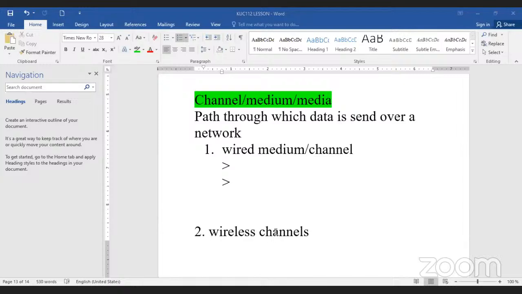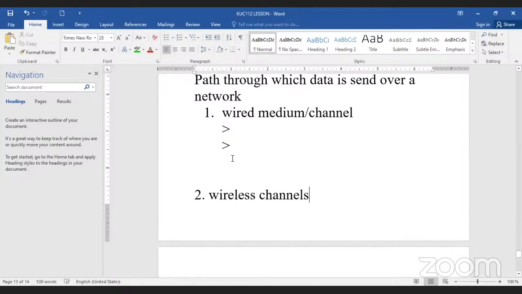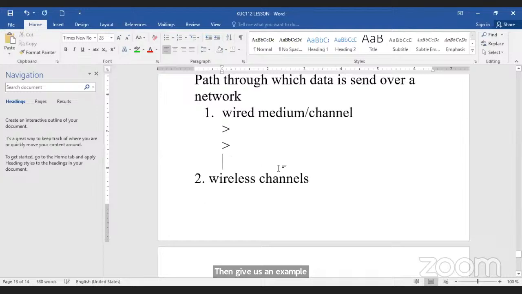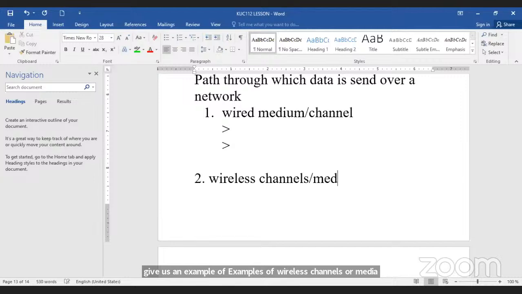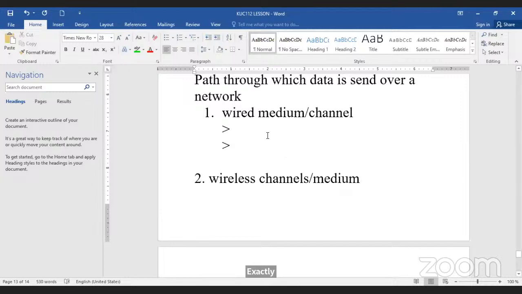Then give us examples of wireless channels or media. Examples of wireless channels or media.